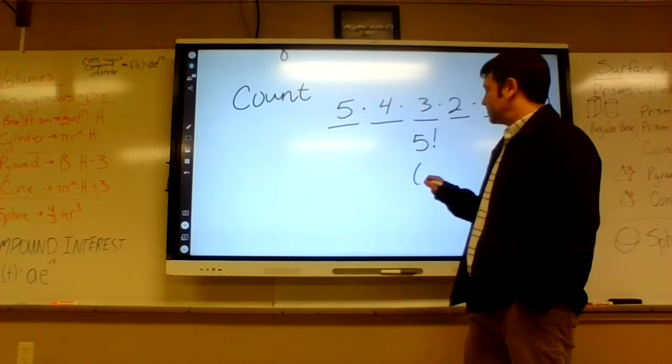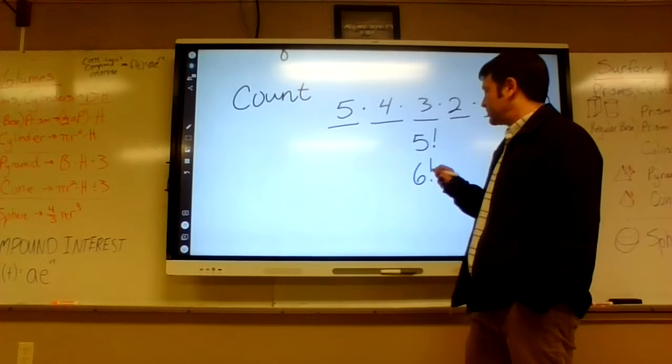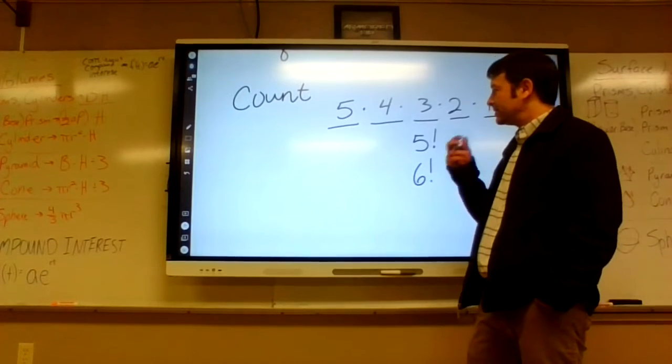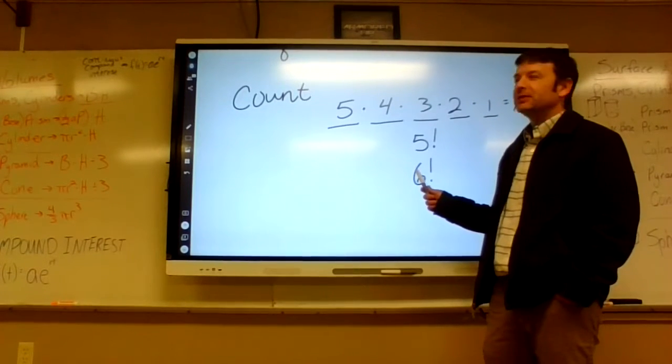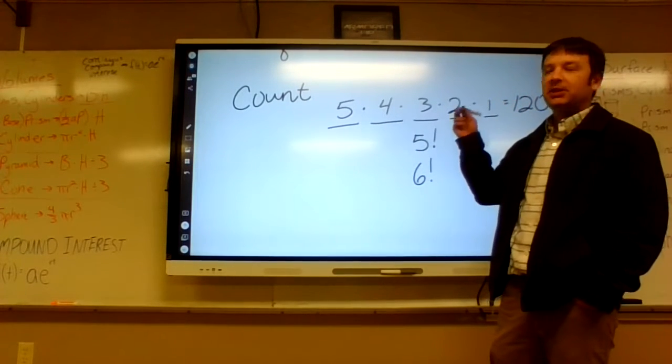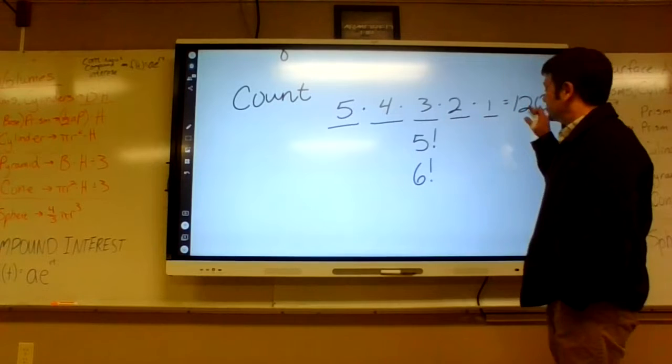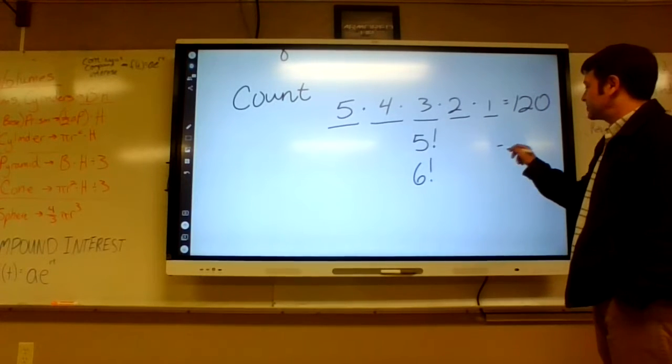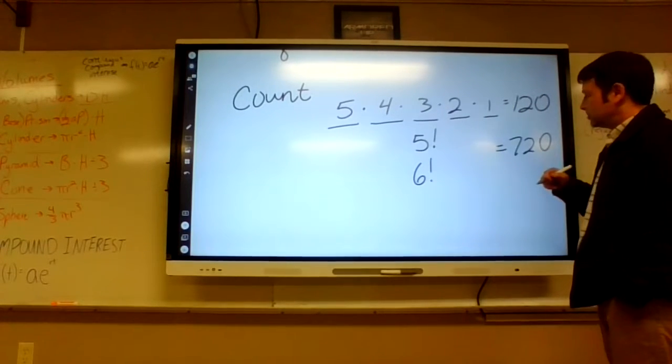So, okay, the next one says 6 factorial. Instead of just plugging 6 factorial in, what else could we do? 6 times 5 times. Yeah, 6 times 120, right? Because it's 6 times all this, so it's just 6 times 120, so it's 720.